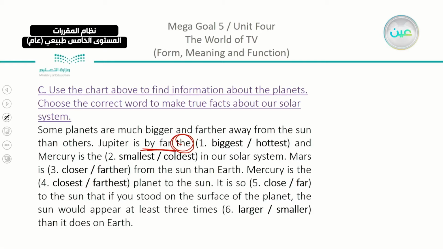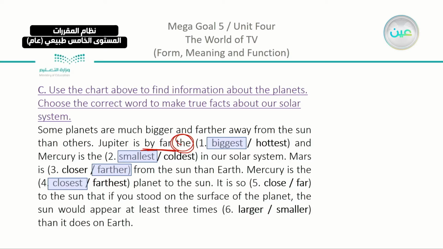So just go back to the map and see what you have. We're going to say that Jupiter is the biggest and Mercury is the smallest, depending on the map. After that, we have here Mars is closer or farther from the sun than the Earth. Our answer is going to be farther. Mercury is the closest or the farthest planet to the sun. Also, it depends on the map. We're going to say that it is the closest. And note also, the most important part here is to concentrate on how the comparative form is used in the sentence more than the information itself.